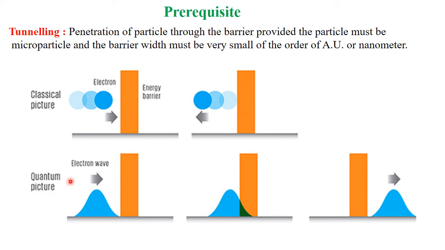But quantum mechanically, we treat the electron in the form of a wave, and the wave nature always tapers it off into the other side, and hence you can see the electron in the form of a wave is penetrating through the barrier and it is going on the other side. So this penetration of the electron in the form of a wave through the barrier is the tunneling phenomenon.